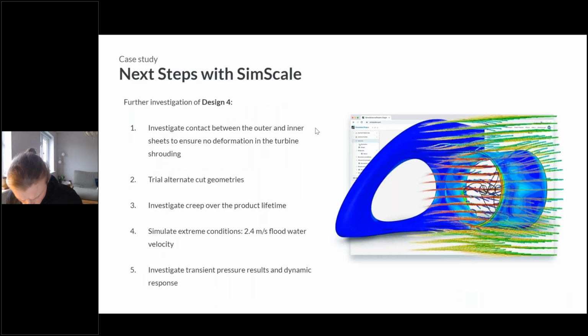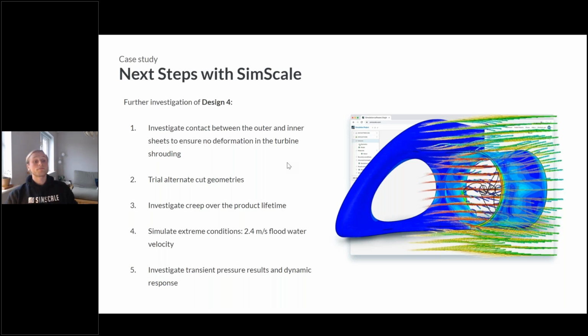So, this is what the SimScale support team and the Energyminer team will be doing in the coming weeks: going down the next steps of structural analysis. So investigating the contact between the outer and inner sheets to ensure that there is no deformation in the turbine shrouding. For that, we'll need a non-linear contact analysis, just like we've done with the large deformation analysis, but including some non-linear contact between the sheets.